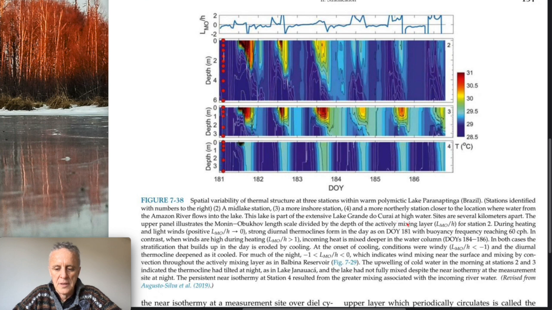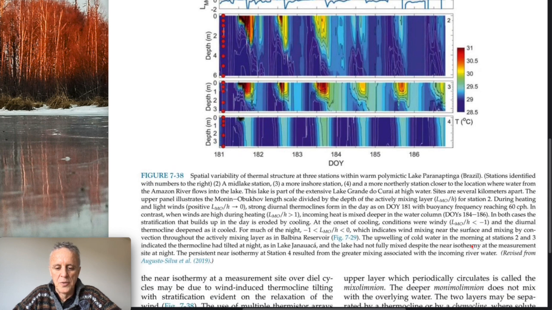So let's see. In both cases, the stratification that builds up in the day is eroded by cooling. At the onset of cooling, conditions were windy. LMO divided by H is less than -1, and the diurnal thermocline deepened as it cooled. For much of the night, LMO divided by H is between -1 and 0, which indicates wind mixing near the surface and mixing by convection throughout the actively mixing layer, as in Balbina Reservoir.